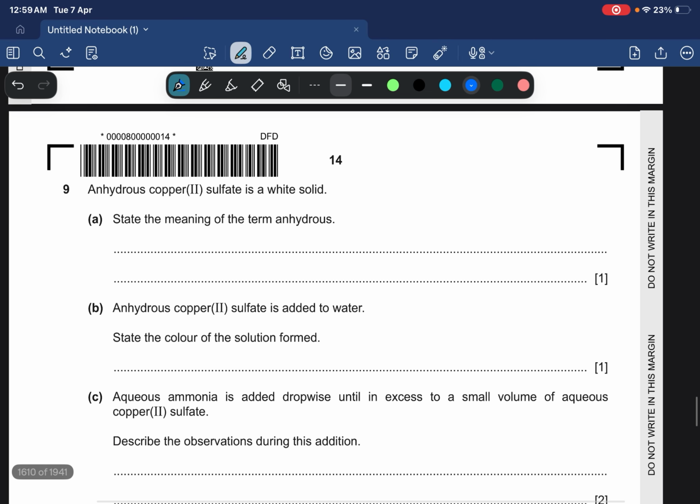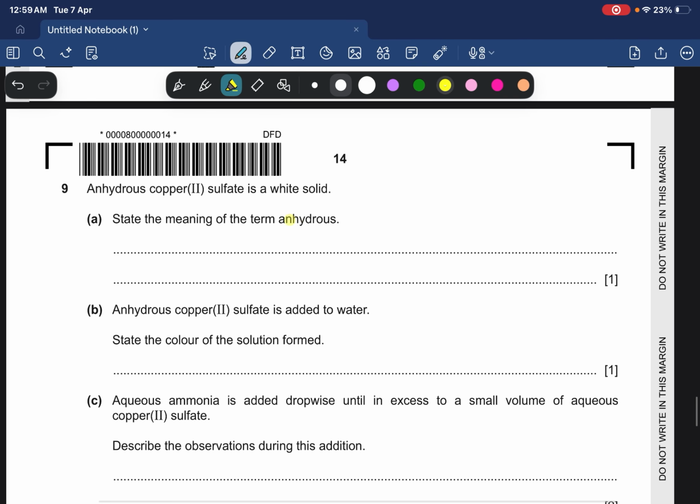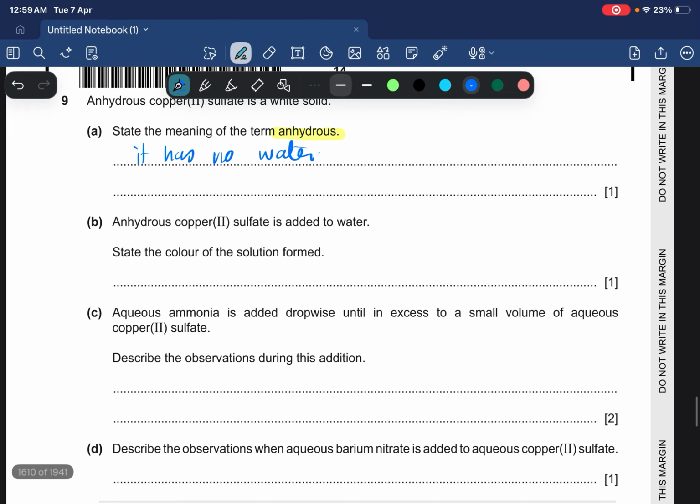Anhydrous copper(II) sulfate is a white solid. State the meaning of the term anhydrous. Anhydrous means you have no water inside you. Anything that has no water is anhydrous. Anything that's hydrated is chemically combined with water. So anhydrous means it has no water.